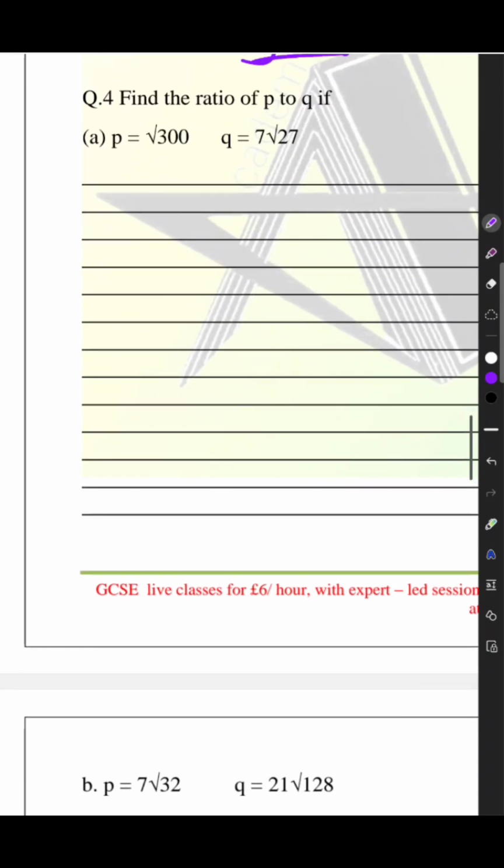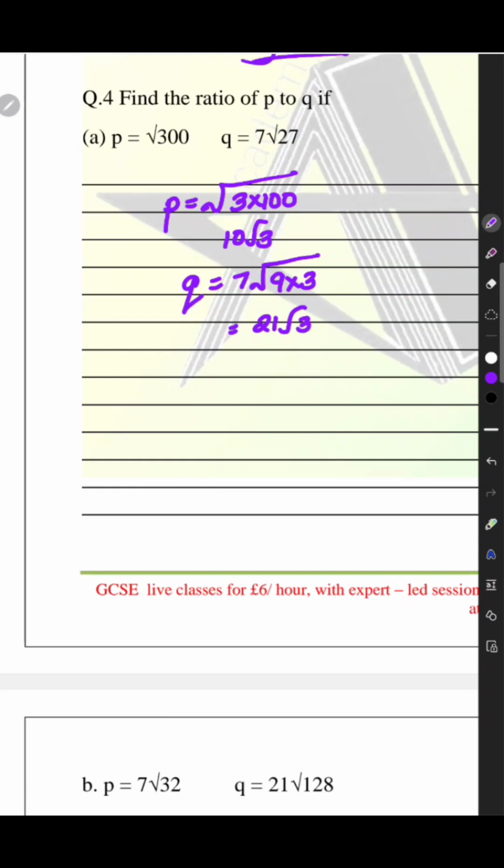Question 4 says find the ratio of P to Q if P is equal to root 300 and Q is equal to 7 root 27. It's simple, we just have to simplify first and then we can find the ratio because we can cancel them out. So P is equal to root 3 times 100, which is 10 root 3. Q is 7 root 9 times 3. That means 3 I'll take out because 9 is a perfect square. So this will be 21 root 3.